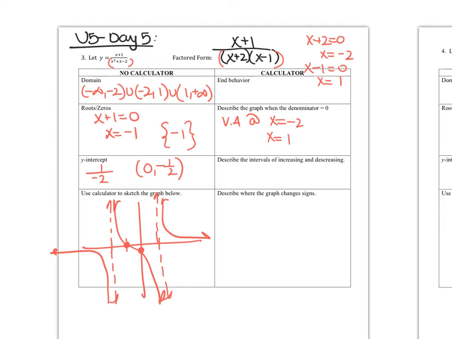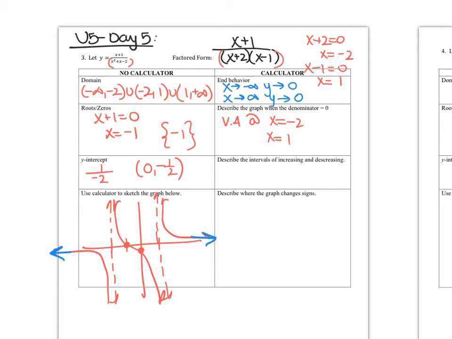End behavior, remember, is talking about as x gets really small, what is y getting closer to? And as x gets really big, what is y getting closer to? Notice both of those are approaching our x-axis, y equals 0. As x gets really small, y gets closer to 0, but from below the x-axis. As x gets really large, y gets closer to 0, but from above.